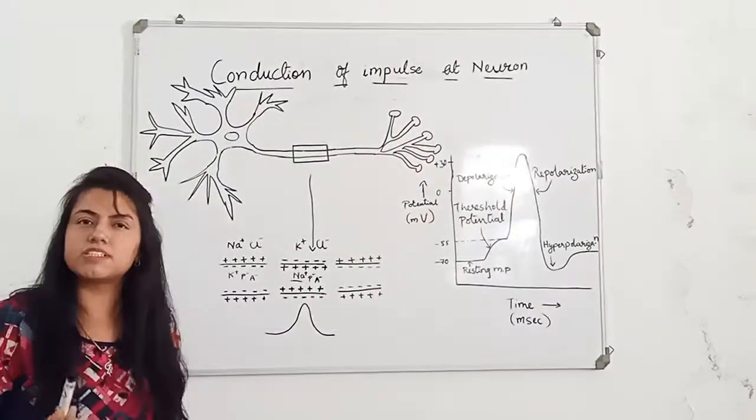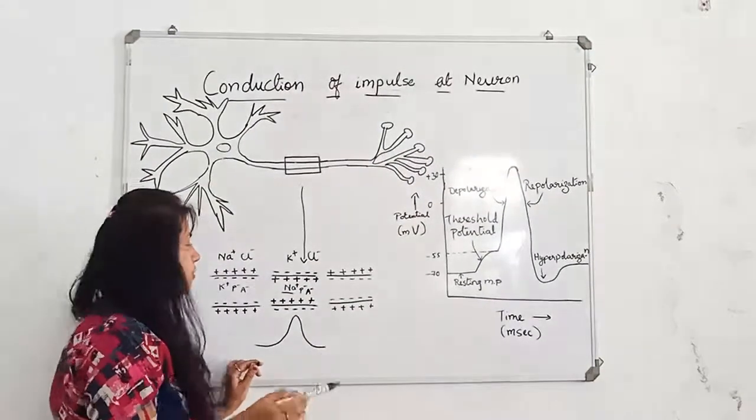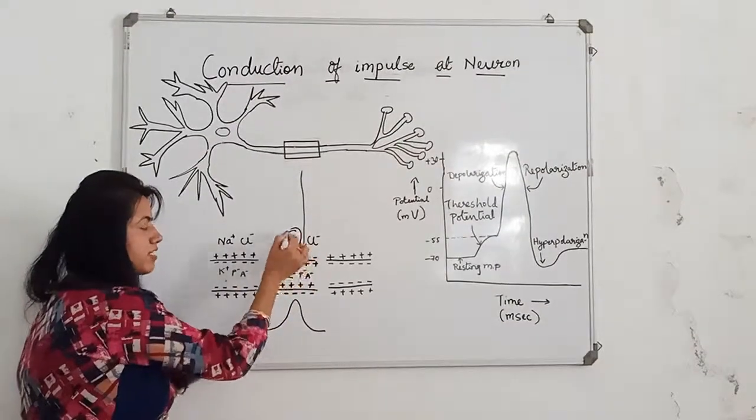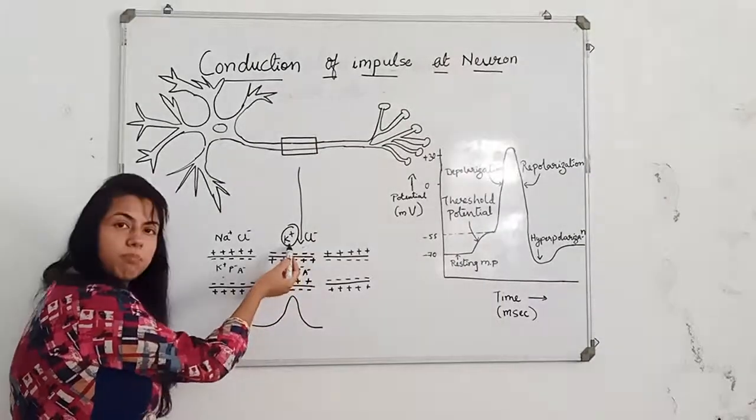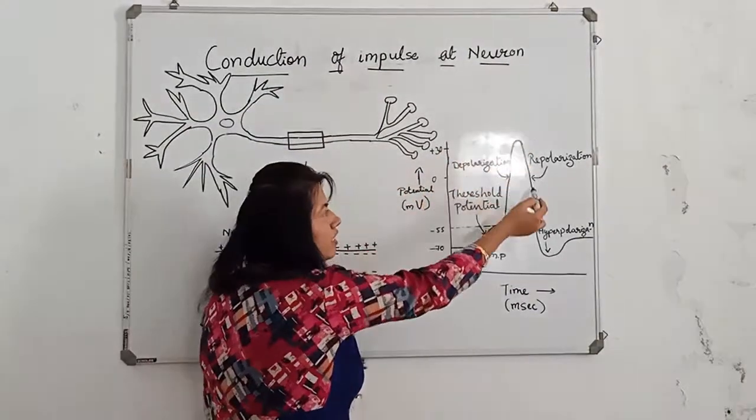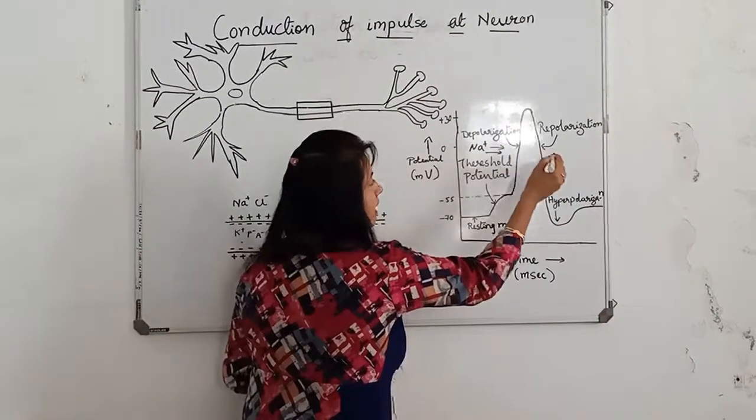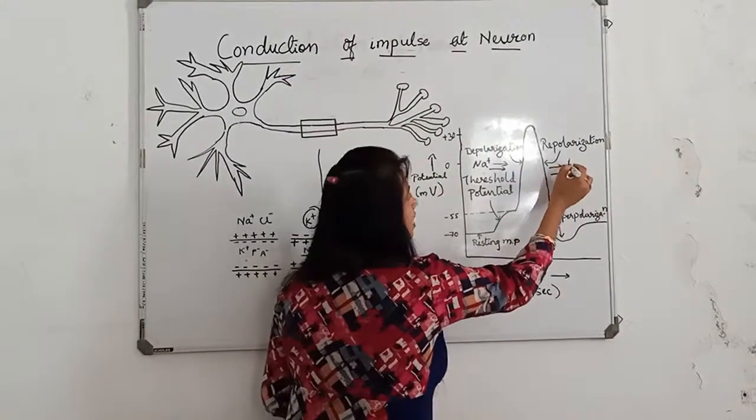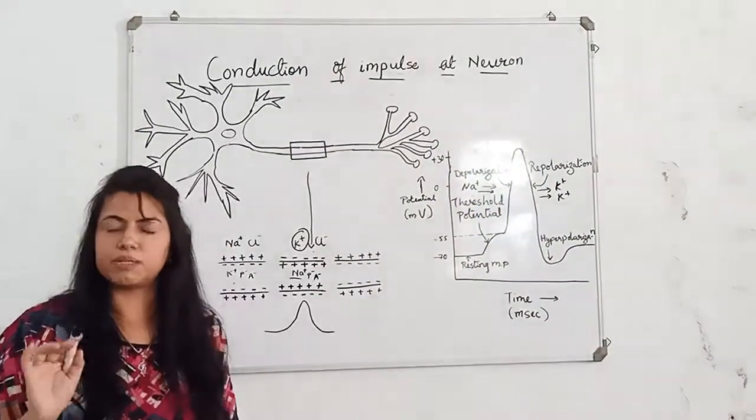Once it reaches plus 30 millivolt, the sodium channel closes and there is an opening of the potassium channel. Potassium that is inside will move outside. Here you can see it will move outside. As it is a positive ion, positive charge from inside is moving outside. So that is called repolarization. The inward movement of sodium ion causes depolarization. Outward movement of potassium ion after plus 30 millivolt is called repolarization.